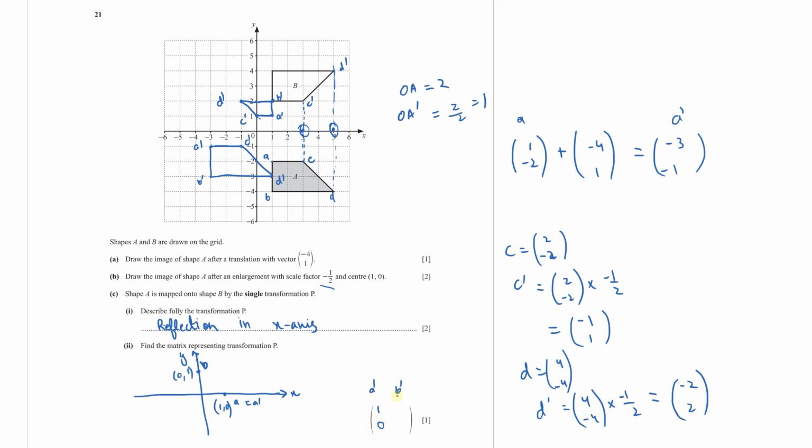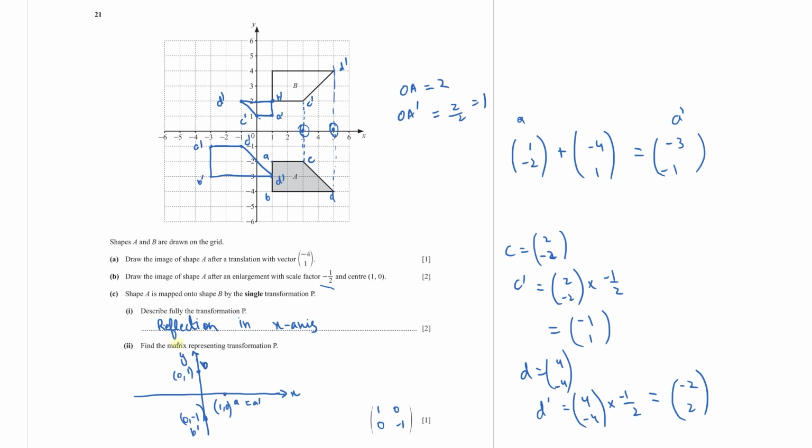And what will be B dash? So if you reflect B in x-axis, B dash will be this point here, and the coordinates will be 0 and minus 1. So your coordinates of B dash are 0 and minus 1. This is how you will write up the transformation matrix. You can just erase these. This was just to explain.